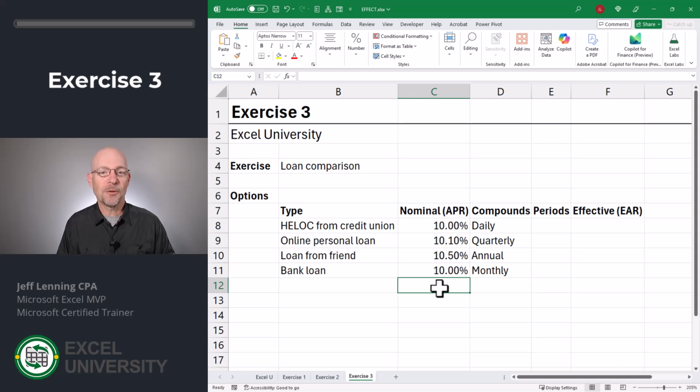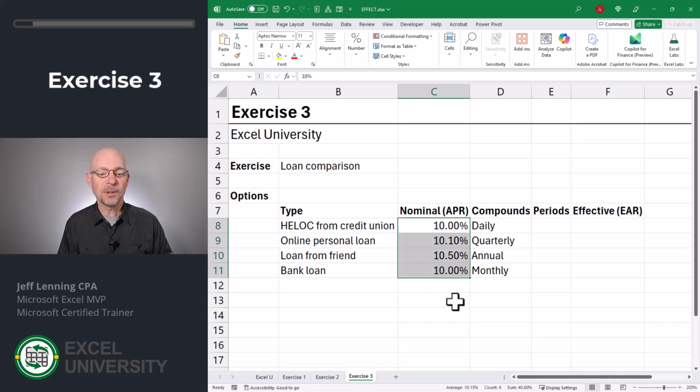And now that we've used this function to compute how much interest we would earn, let's flip it around. Let's see how we can use this if we're taking out a loan. In other words, if we're the one paying the interest. Exercise 3. Let's say we need to borrow some money, and we have a few different loan options. For example, we could get a home equity line of credit from a credit union. We could get an online personal loan, a loan from a friend, or a traditional bank loan.